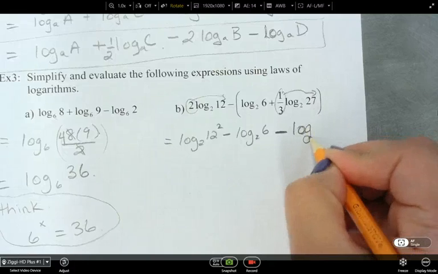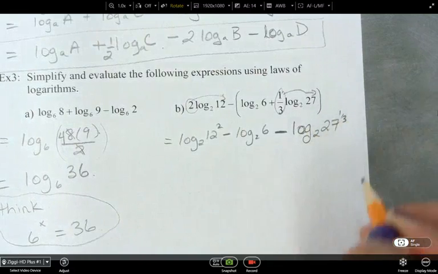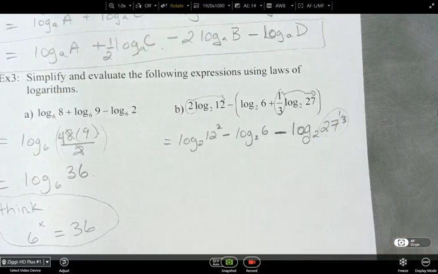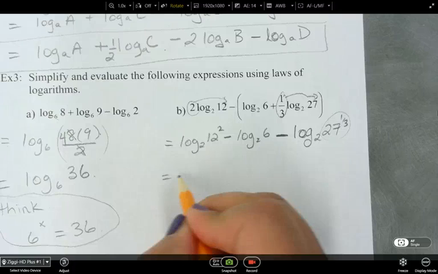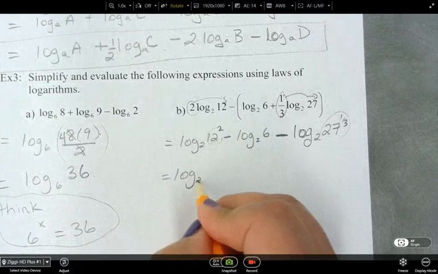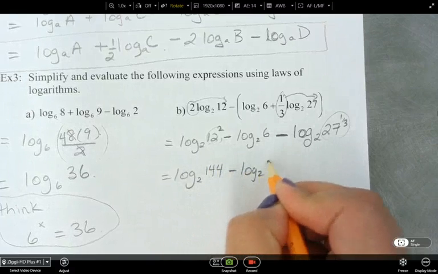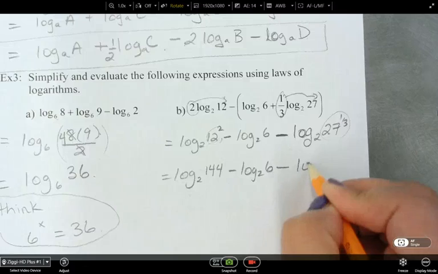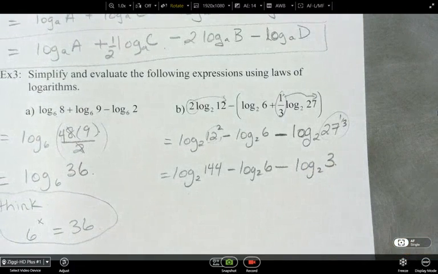So I've got log base 2. Now 27 to the power of 1/3. What is 27 to the power of 1/3? That's the cube root of 27, so that's 3. Okay. So now this is going to be, and I'm going to evaluate 12 squared as well. So 144 minus log 2 6, minus log 2 3 there.